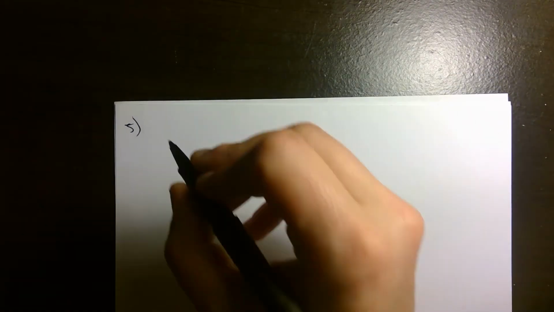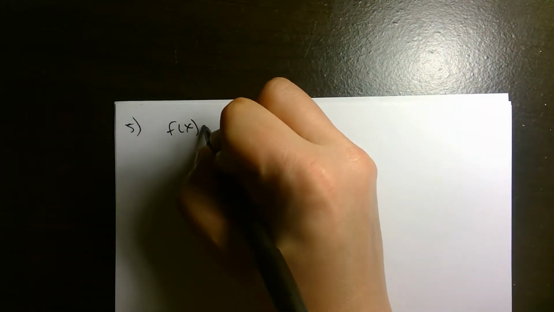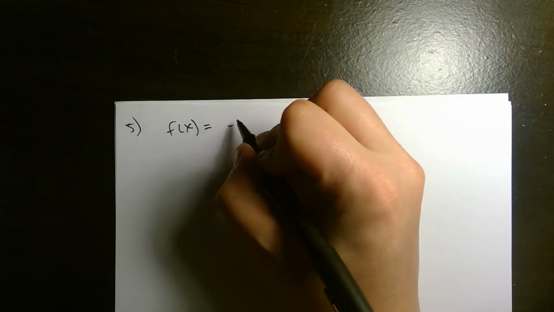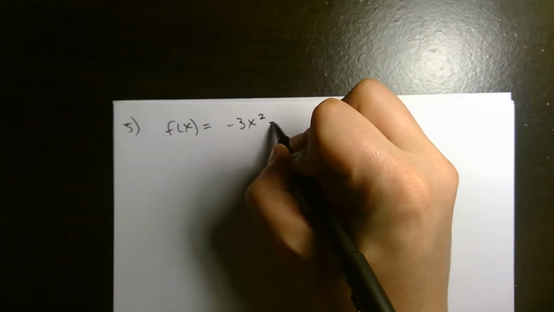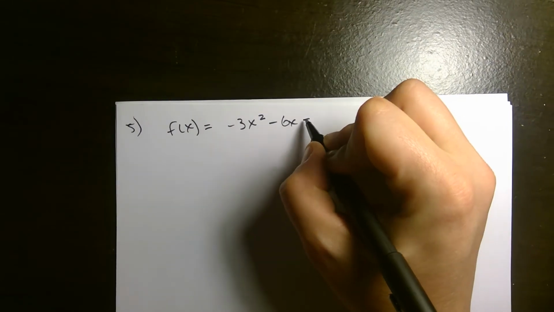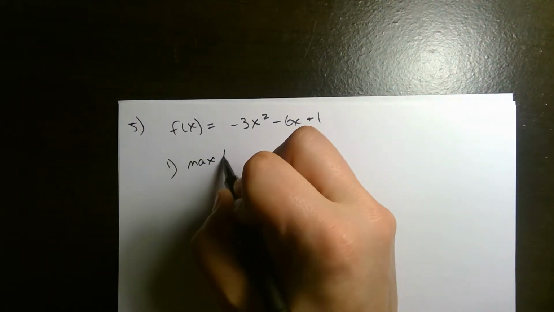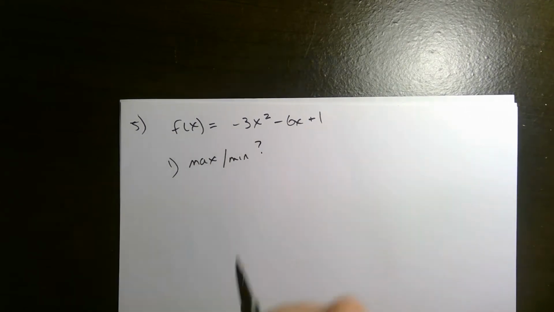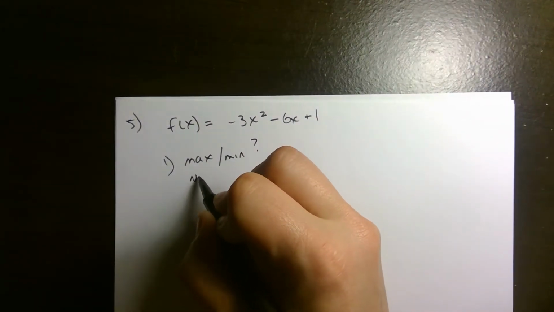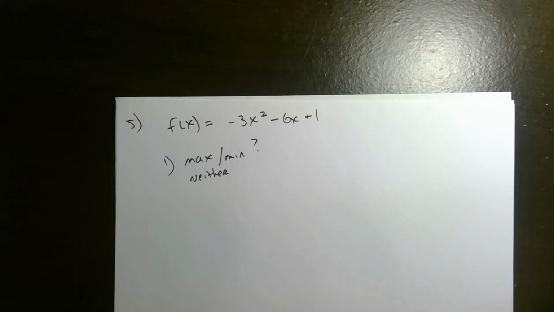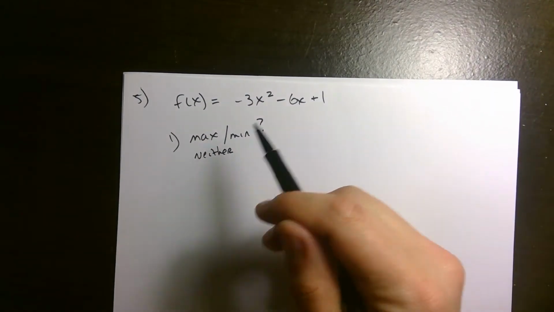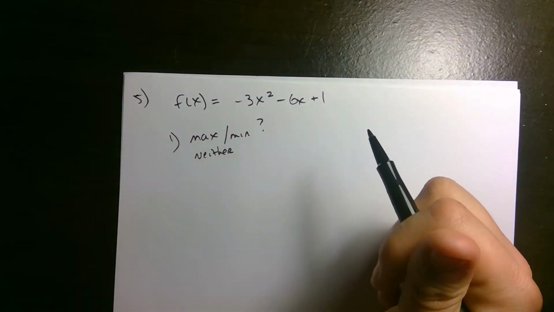Okay, number 5 and number 6. We're going to kind of revert a little bit back to graphs, but we're going to do it in our head. And so number 5, here's the problem. We have f of x equals negative 3x squared minus 6x plus 1. And the first question that we're going to ask ourselves is, does this have a max or a min? Or I suppose neither, because technically it could have neither. So that's my first question. Based on this function, is this going to have a max or min?